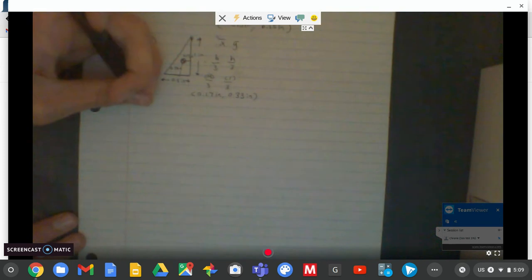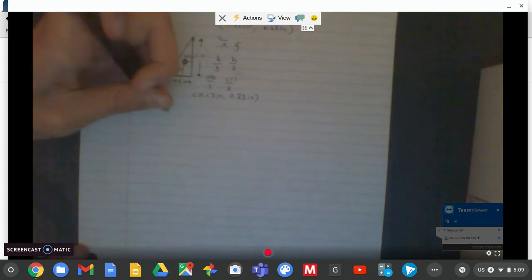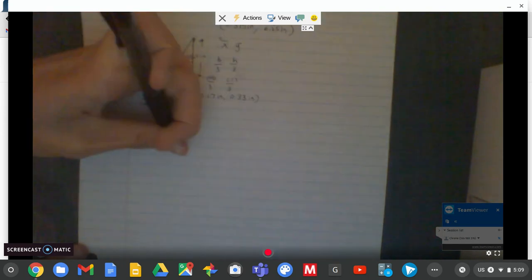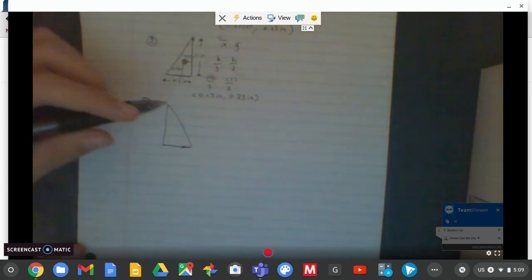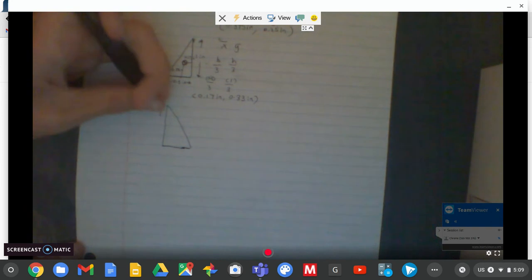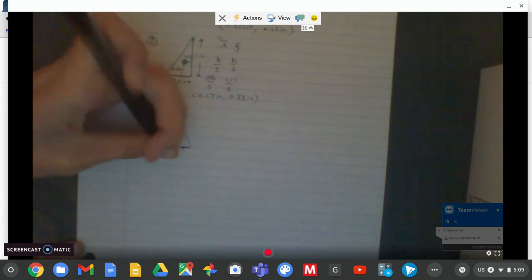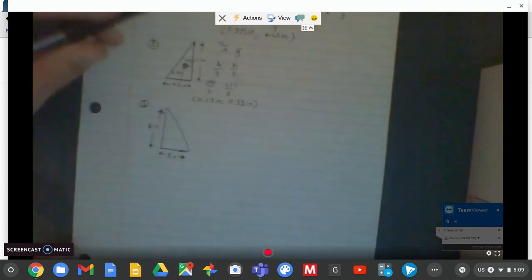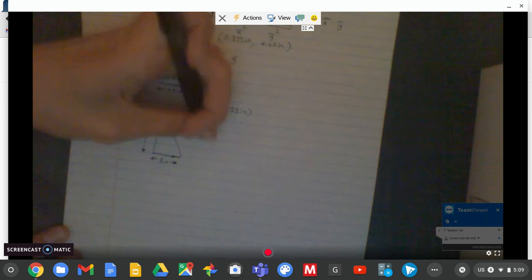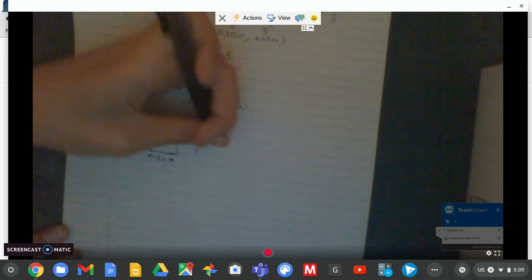Now, for the third one, we have once again a right triangle. So let's draw that. And this time we have a height of 8 inches. Sorry. And then we have a base of 3 inches. Once again, we do base divided by 3, height divided by 3. So that's 3 divided by 3, and then 8 divided by 3.